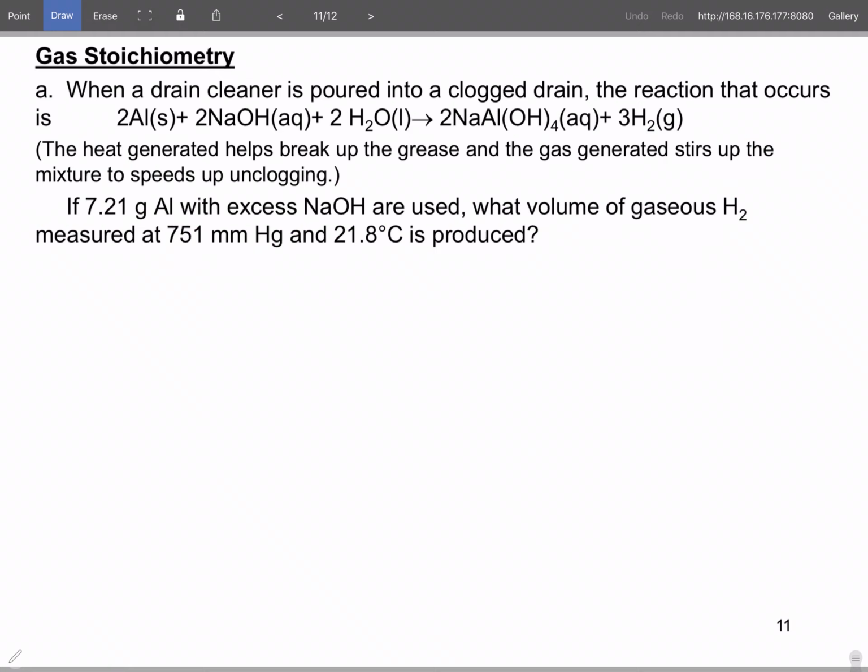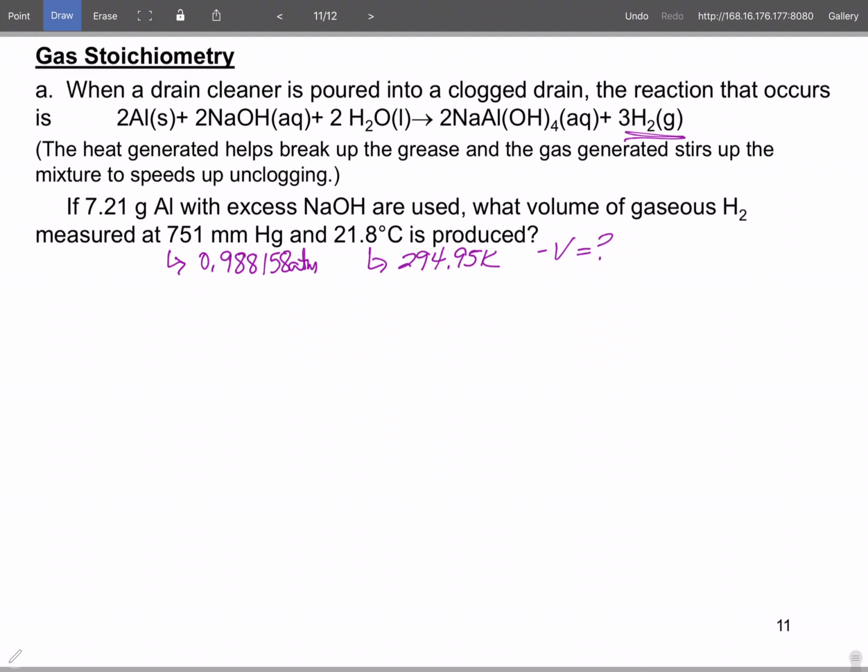A drain cleaner is poured in, and the heat generated and the gas. So the gas we've got is hydrogen gas. So we're given grams of aluminum, excess sodium hydroxide. What volume of gaseous hydrogen is produced? So if we look at what we have, we can convert this pressure to atmospheres by dividing by 760. So that's 0.988158 atmospheres. Our temperature goes to 294.95. Okay, we're looking for volume.